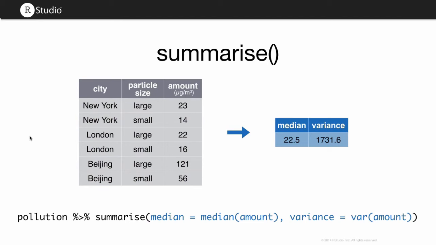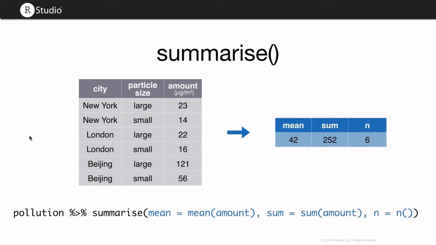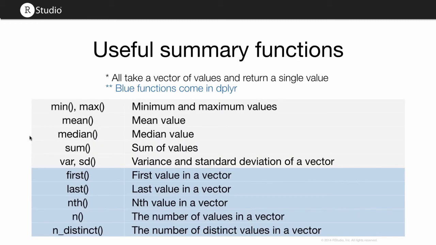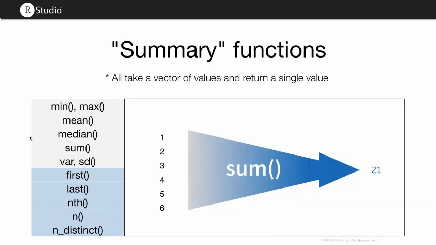Summarize works similar to mutate. You give it the name of the new columns you want in your new summary data frame, and then you set those names equal to the R code that will build those values. Like mutate, there are functions that seem to work best with summarize, things like the standard statistical estimators: min, mean, variance, standard deviation, median. And all these functions are similar to each other in an important way.